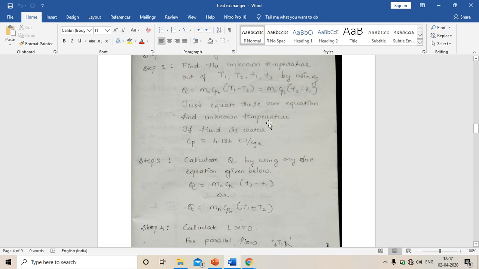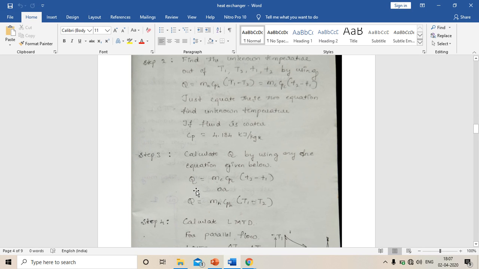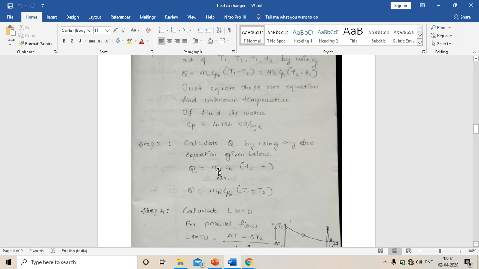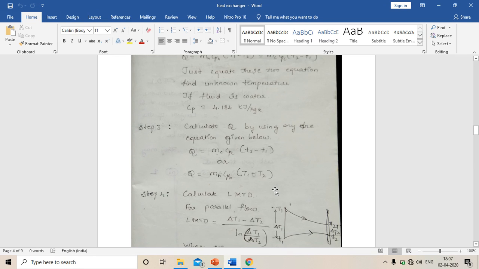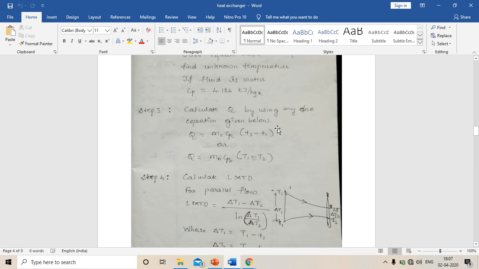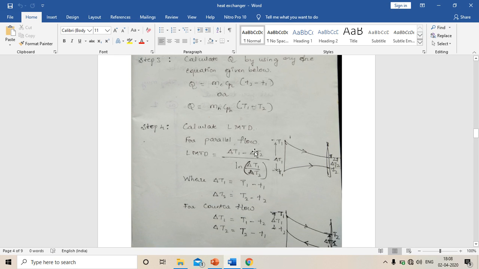Like this, Q can be calculated either by using Q equal to mcCpc into small t2 minus small t1, or Q equal to mHCpH into capital T1 minus capital T2. So very important, while writing the temperatures for the cold fluid, it's small t2 minus small t1, and for the hot fluid, capital T1 minus T2. So this is the difference of the temperature.